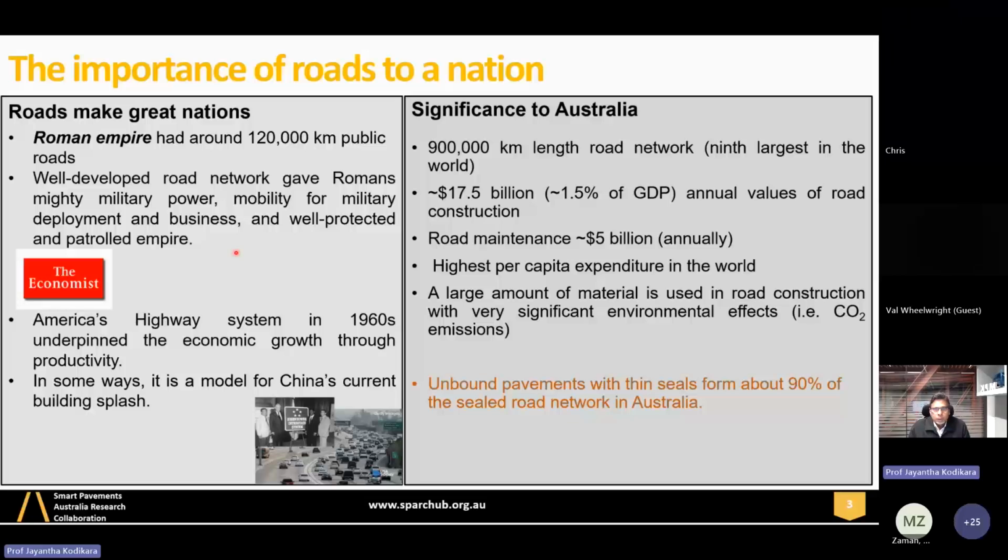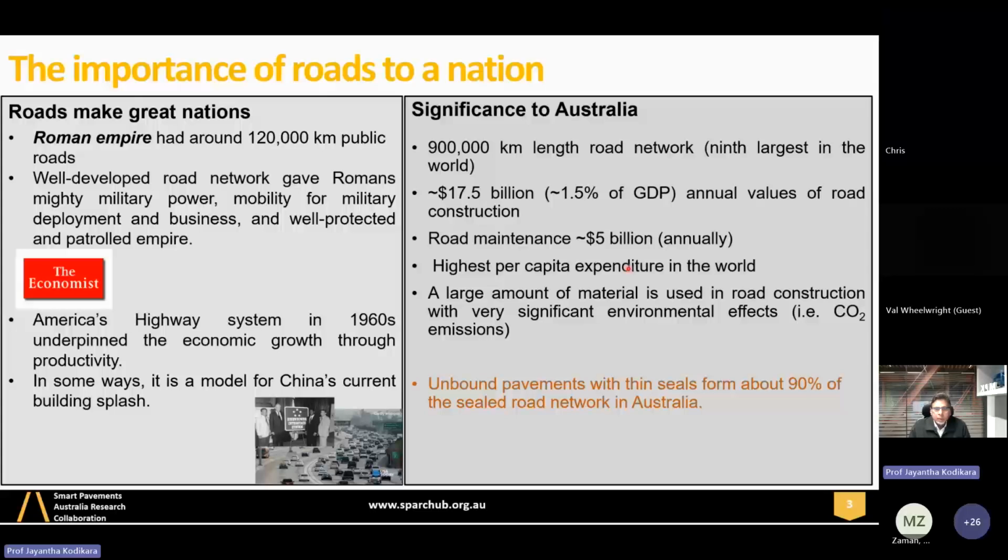But when we come back to Australia, we also have about 900,000 kilometers of roads, which is the 9th largest in the world, and a substantial amount of funds are spent on roads, something like 1.5% of the GDP. Maintenance costs are similarly high annually, and it is the highest per capita expenditure in the world. In addition, a large amount of material is used in road construction, contributing to significant CO2 emissions.